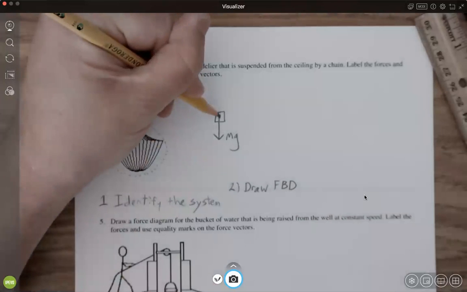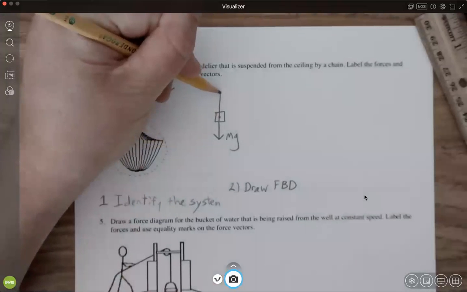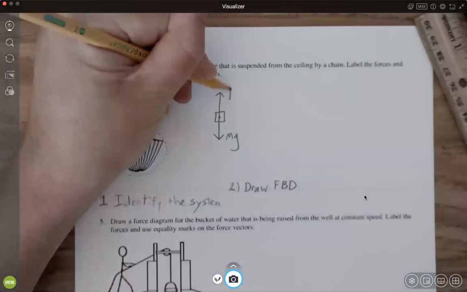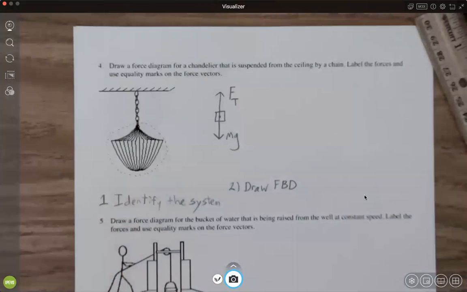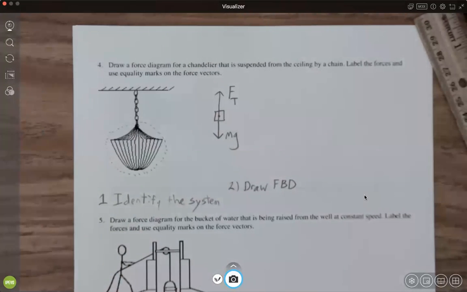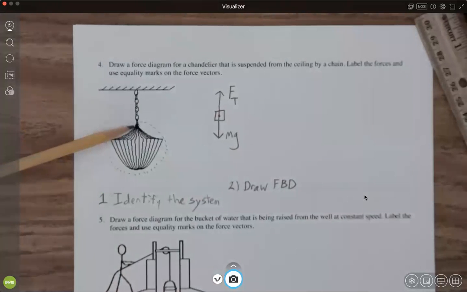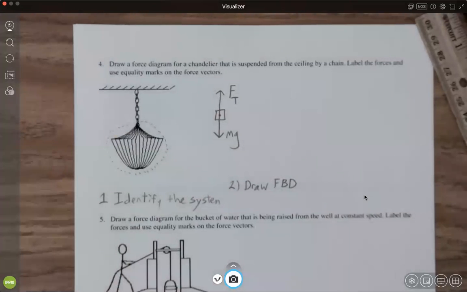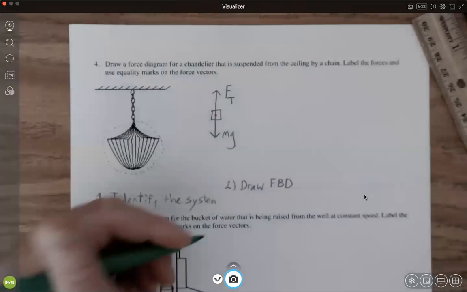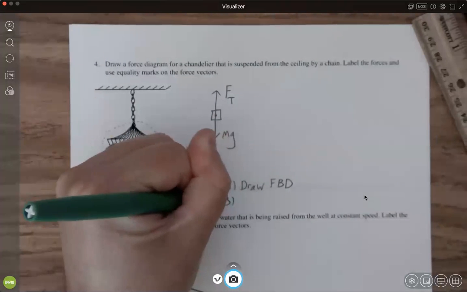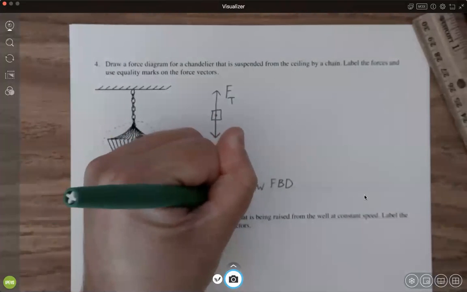We're also going to have a force up. This force up is the force due to tension, so an F sub t for tension. And we know that it's tension because it's this chain right here that's holding it up. So that's what we're going to have there. For 1, identify the system. 2, draw the free body diagram. 3, we're going to put in those equality marks.